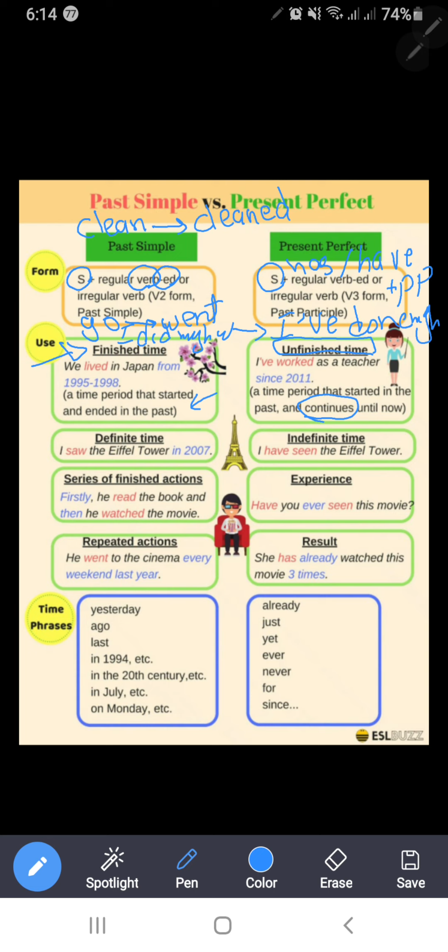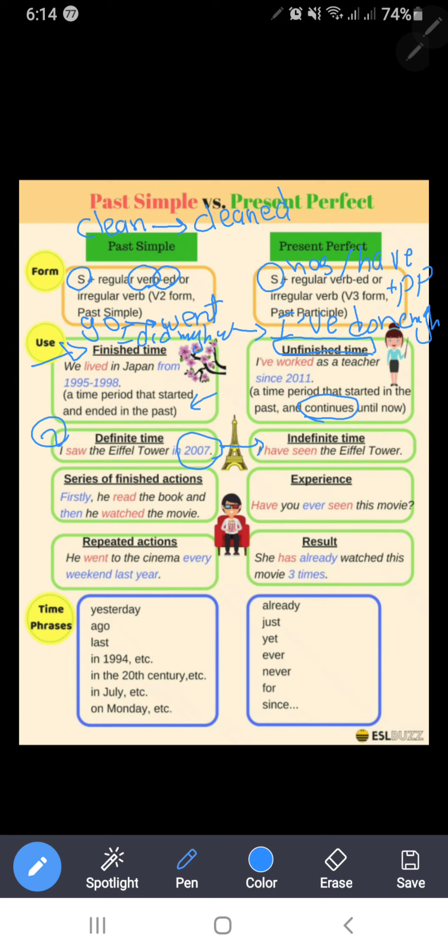Excellent, guys. Number two, past simple happened in definite time. What I mean by definite time? The past simple tells exactly when I did the verb. For example, I saw the Eiffel Tower in 2007. 2007 here is a definite time.